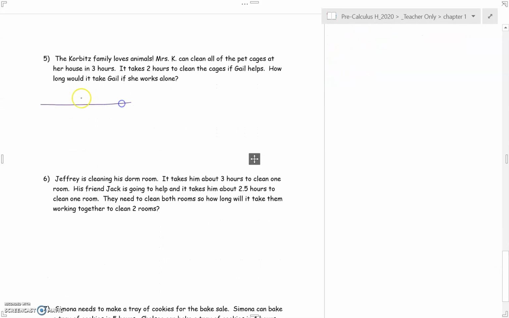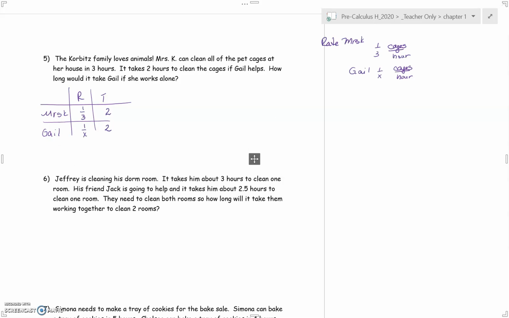Go ahead and see if you could fill in the table for rate and time for Mrs. K and Gail. All right, so notice that the rate for Mrs. K is 1/3 because she can clean 1/3 of the cages per hour. And Gail, we don't know her rate. We don't know how many hours it would take her working alone, so we call that X.